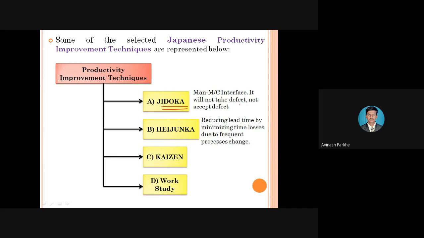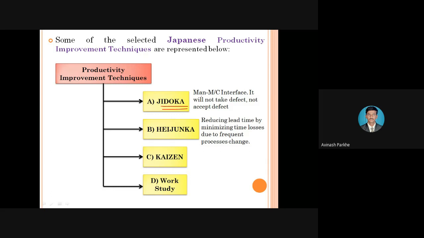As I have told again and again, man, machine, and material are the 3 input resources which work together in the proper manner. In Jidoka, what is represented is the proper interface or the proper relation between man and machine. If there is proper interfacing or integration between man and machine, then your manufacturing process and your organization can work in an effective manner. If it works effectively, the efficiency of your organization increases, and if efficiency increases, then productivity increases.